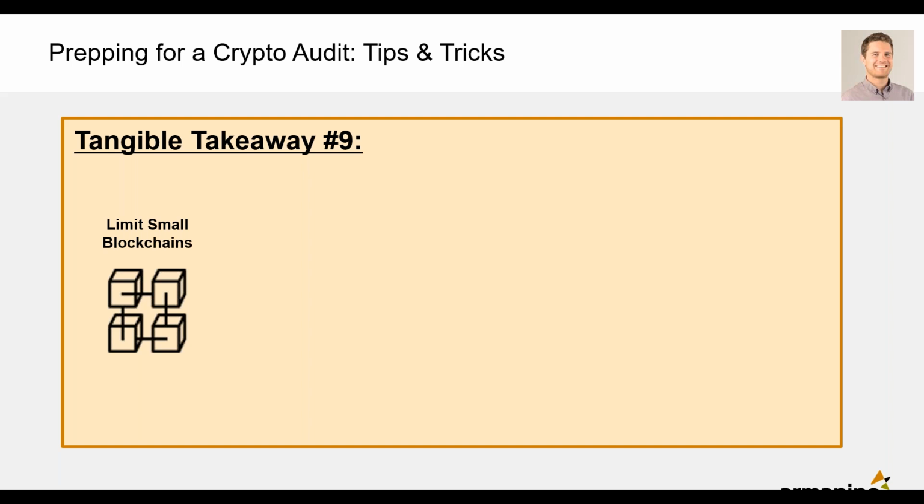And the first thing is to limit the tokens and native currencies that you have on small blockchains. The last thing an auditor wants to worry about during an audit is a 51% attack. I can only imagine what the auditors of Ethereum that had Ethereum Classic on their books late last year were thinking.